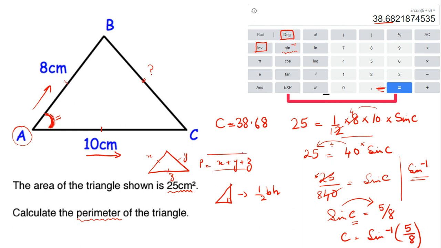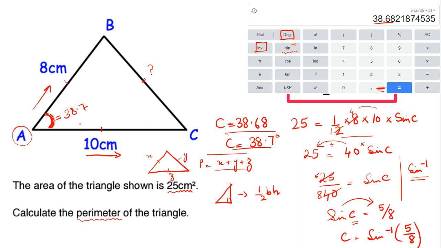Or you could also round it up to 38.7, which I'm just going to do. It's 38.7 degrees. So this is my angle, 38.7. This is the very first thing I'm going to do in order to be able to find my BC. First thing, I've got to take out my angle, 38.7.